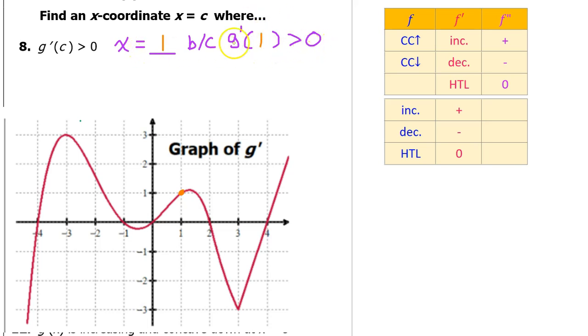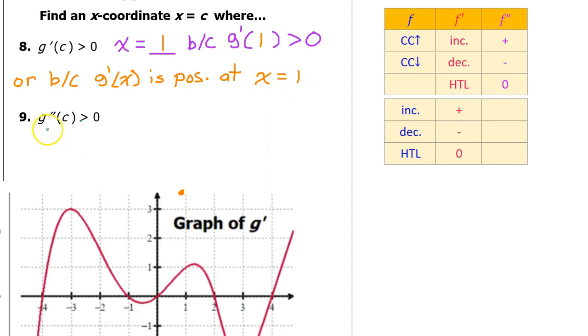We are allowed to use the short way like this and say g prime at 1 is greater than 0 because this works fine for positive, negative, or 0. If you don't think you can remember when it's okay to use the short way, you can always use the long way and say because g prime of x is positive at x equals 1. For number 9, we need to find where g double prime is greater than 0.